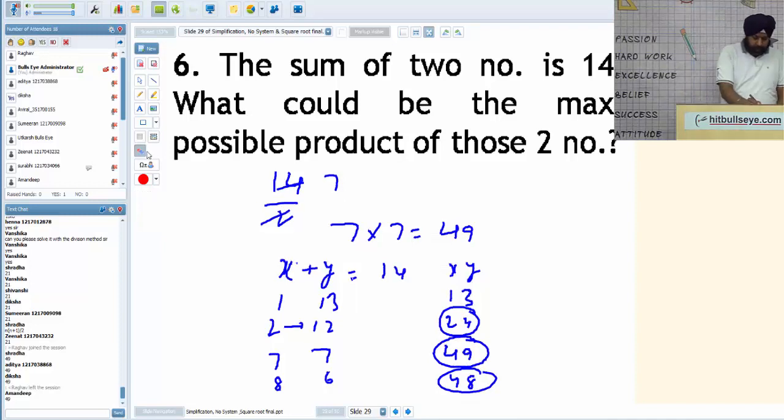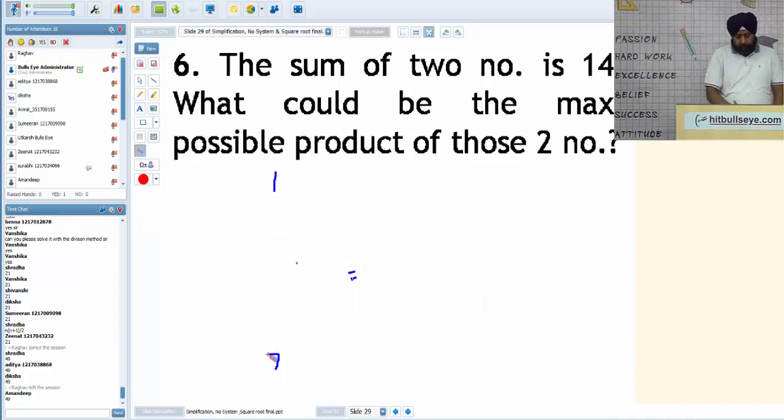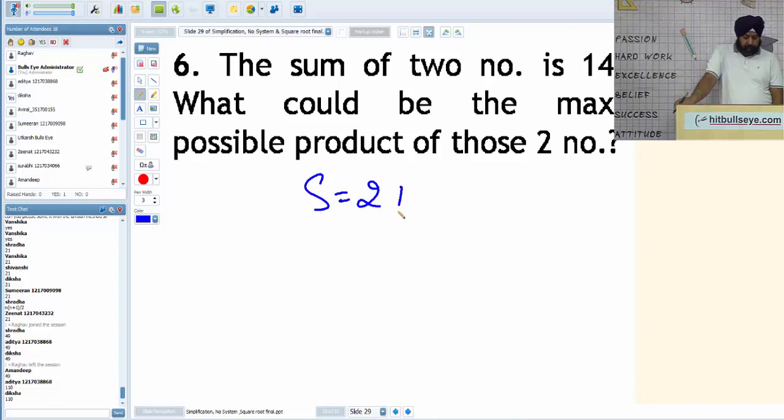If I ask, the sum of two numbers is 21, what is the maximum possible product? My question is, the sum of two numbers is 21. Aditya, Diksha, please listen carefully. What is the product? You are very near to the answer. It's 110. Your answer would have been correct if I had asked the sum of two natural numbers is 21. My question is, the sum of two numbers is 21. I never said they are natural numbers or integers. It's not 110.